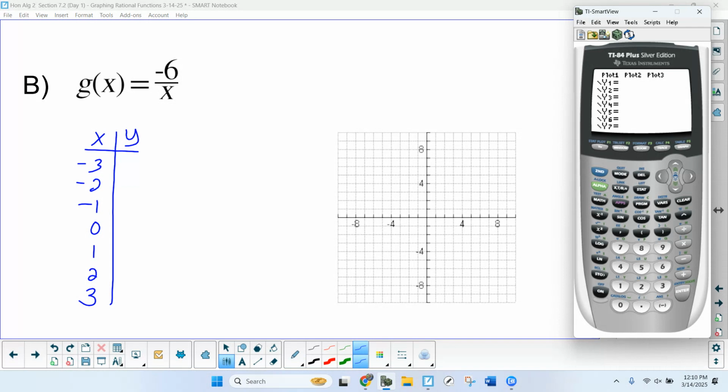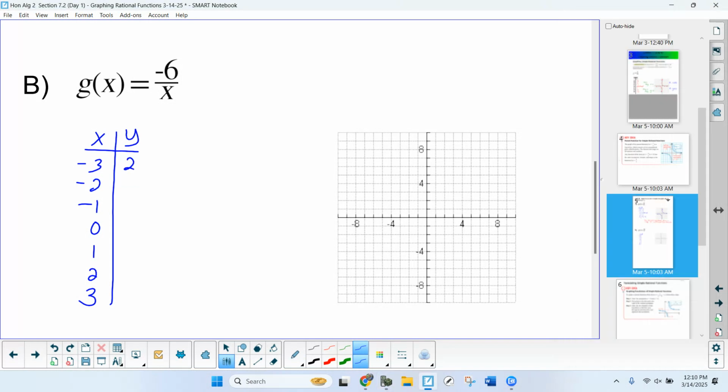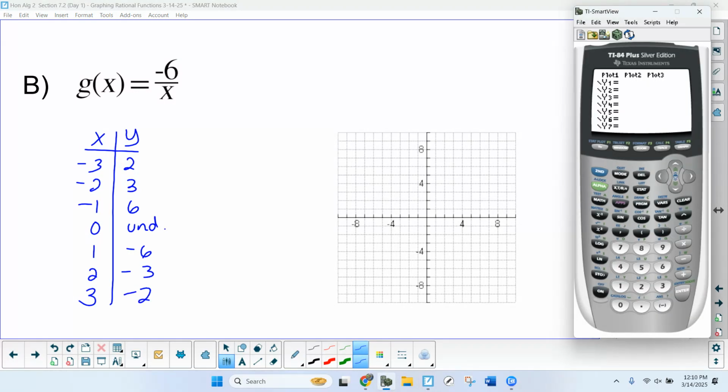What is -6 divided by -3? 2. What's -6 divided by -2? What's -6 divided by -1? What's -6 divided by 0? Undefined. What's -6 divided by 1? -6. -3, okay, so I think it's easier by hand, but I want to show you that you could use your calculator. -6 divided by x. Make sure your plot's off. Zoom 6, we're graphing just a normal function.